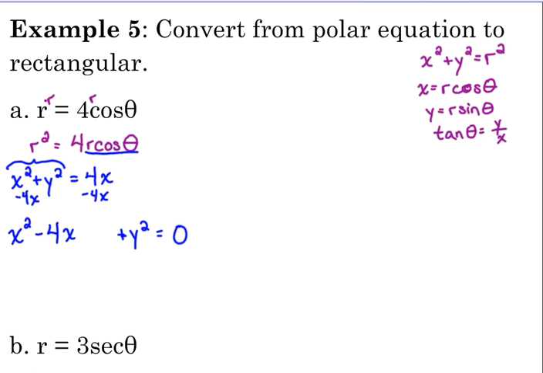Okay, so if we complete the square, we take this linear term, divide it by 2, and square it. So negative 4 divided by 2 is negative 2. Negative 2 squared is positive 4. Now, if we add something to the left side of the equation, we got to keep it balanced and add the same thing to the right side of the equation. So now that is equal to 0 plus 4.